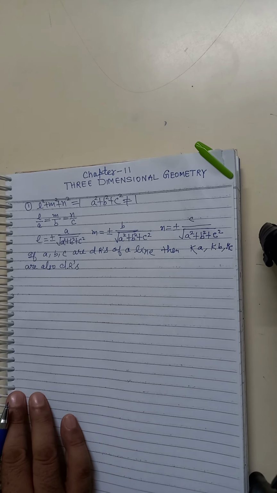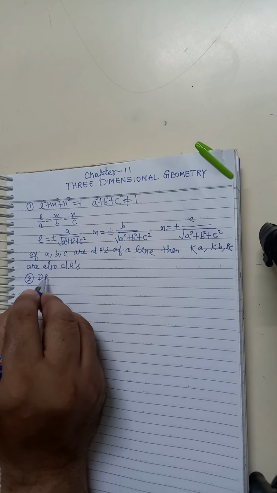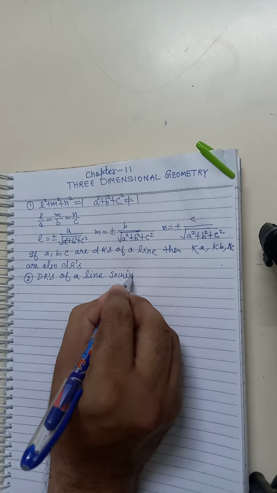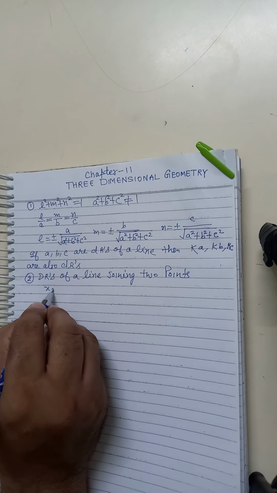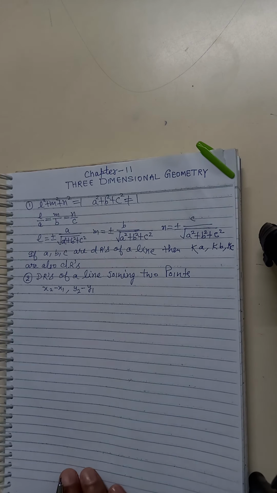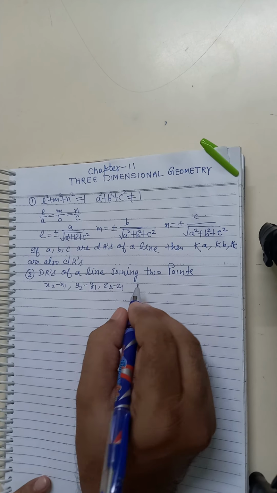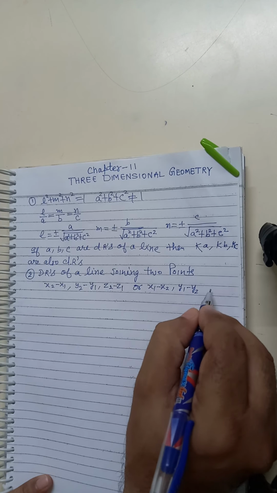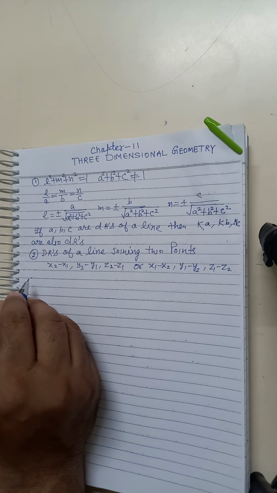Now, next point, direction ratios of the line joining two points, that is x2 minus x1, y2 minus y1, z2 minus z1, or you can write x1 minus x2, y1 minus y2 and z1 minus z2, clear? This is the second point.